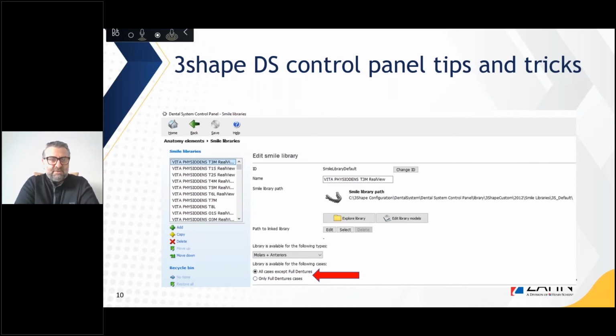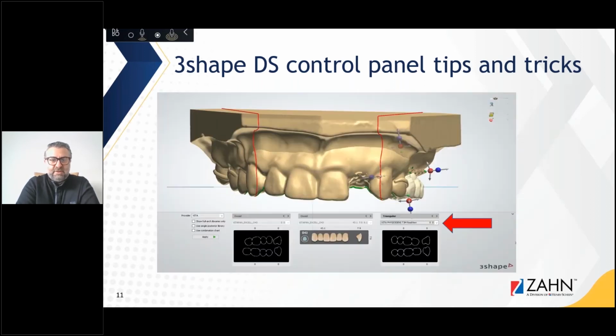For example, this Vita PhysioDents that I have over here has been activated for all cases except full dentures. Now, if I activate for only full denture cases, then at that point, I will have access to this Vita PhysioDents during my design. And that will be on the right side, as you see in a drop-down menu. Well, you will have direct access to that RealView T3M library.